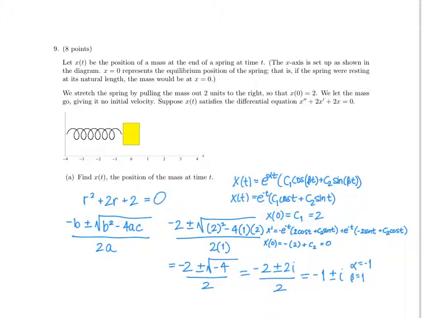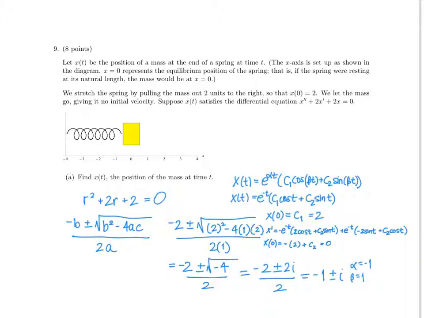All right, so when we take the derivative of x with respect to t, sorry, this is a little cramped here, we have negative e to the negative t times 2 cosine t plus c2 sine t. Remember, we'd already solved for c1. Plus e to the negative t times negative 2 sine t plus c2 cosine t. This is a nice example of the product rule.